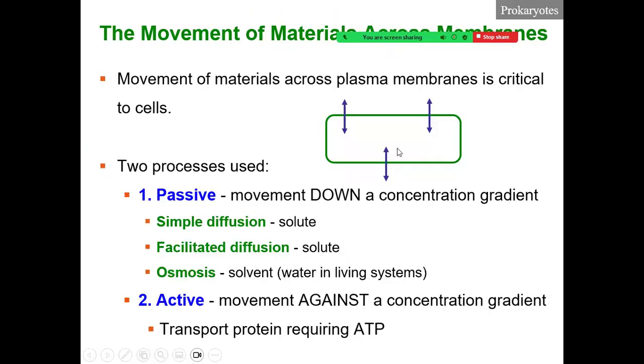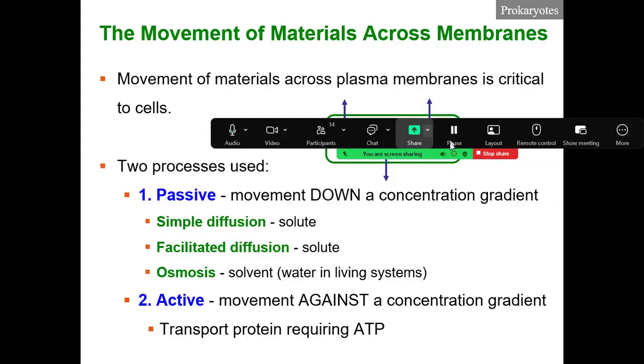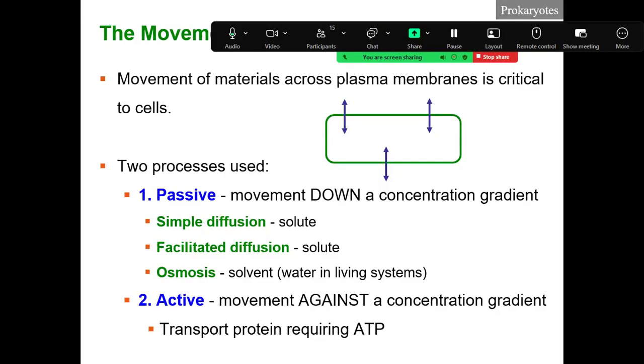All right. The movement of materials across the membranes, like the plasma membrane in a prokaryote cell. But remember, it can be an organelle membrane in a eukaryote cell. Movement of materials across the membrane is critical to the cell's survival. The cell has two processes used in moving materials across the plasma membrane or across anything, actually.